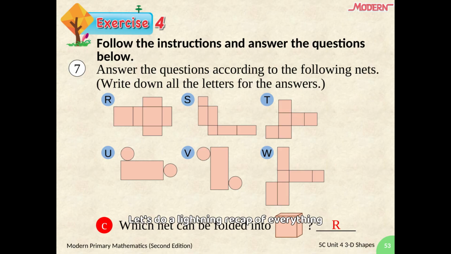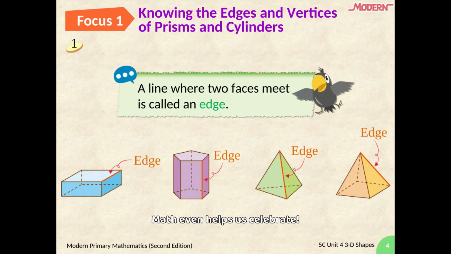Let's do a lightning recap of everything we've learned. Edges are lines, vertices are corners, cubes are all squares, cuboids are a mix. A cube net has 6 squares, a cylinder net has 2 circles and a rectangle. If you can remember these simple truths, you've mastered the 3D world. Take a deep breath and smell that geometry knowledge. It's glorious, isn't it? Math even helps us celebrate.